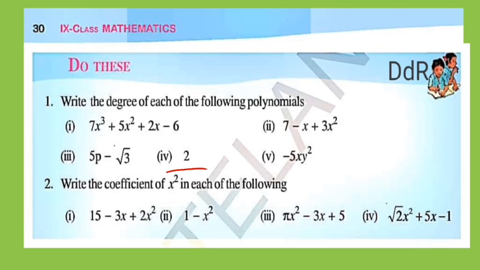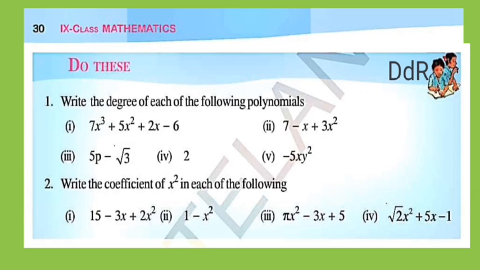Next, fifth one, minus 5xy square. So how many terms in the fifth question? Yes, only one term. Okay. So how to find its degree? Just add the powers of variables. So 1 plus 2 equals 3. 3 is the degree of the fifth question. Next, coming to the second bit, write the coefficient of x square in each of the following. See, first question, coefficient of x square.